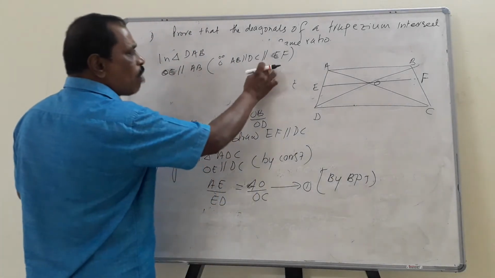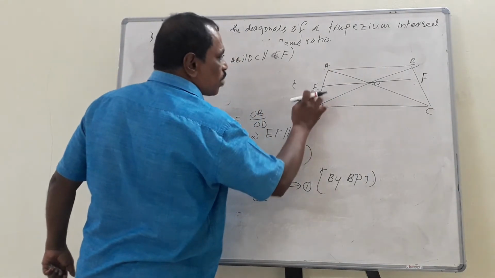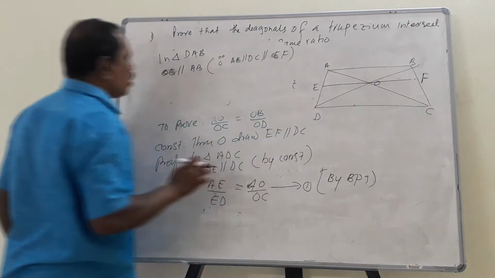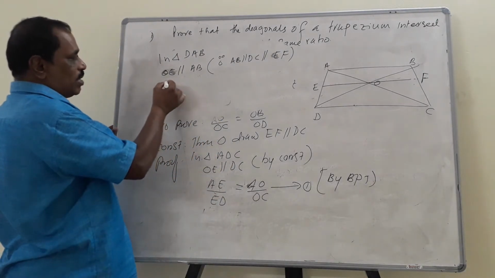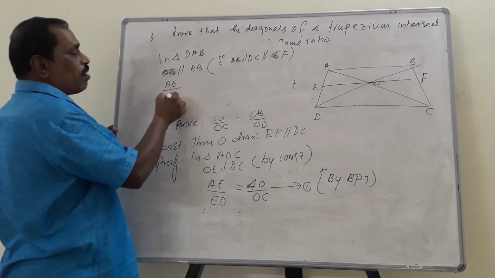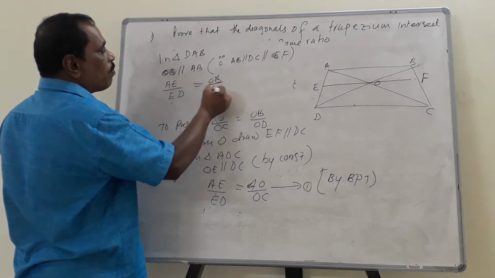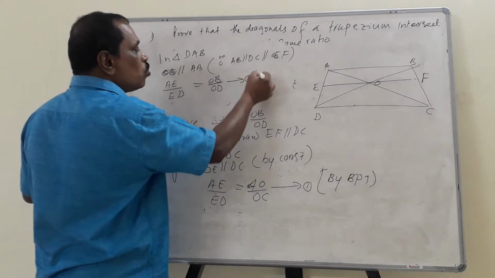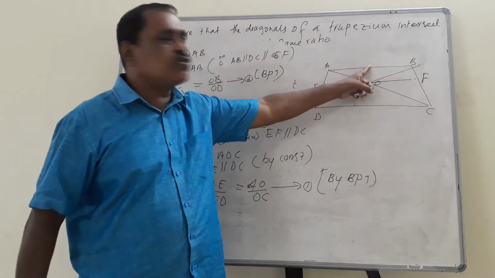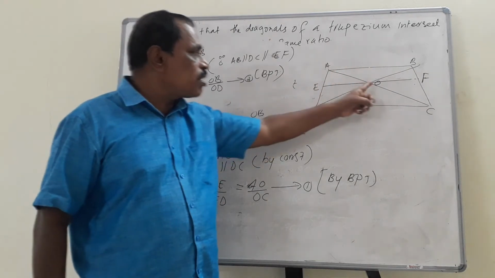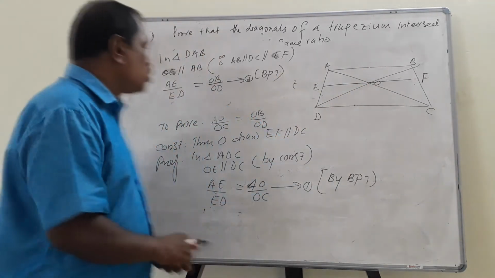That is a condition. This is enough. Now, in triangle ABD, EO is parallel to AB, correct? Or OE parallel to AB, we know the basic proportionality theorem. That is AE divided by ED equal to OB divided by OD. Equation number 2, by BPT. In a triangle, a line parallel to one side intersecting the other two sides at distinct points, then the other two sides are divided in the same ratio.